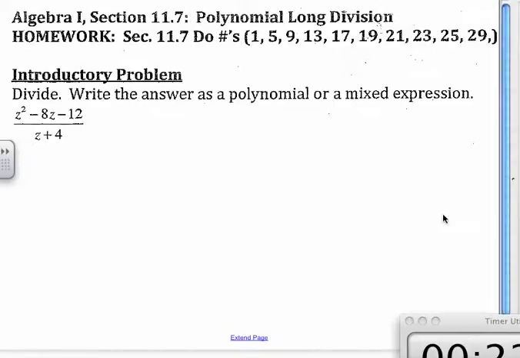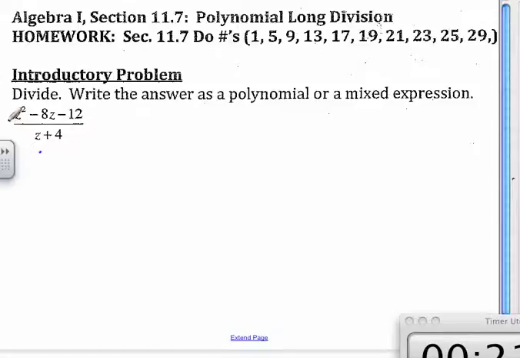Okay, gentlemen, today we're going to do polynomial long division. Some people also call it synthetic division, okay? It's when we take one polynomial, in this case z plus 4, and we divide it into z squared minus 8z minus 12.